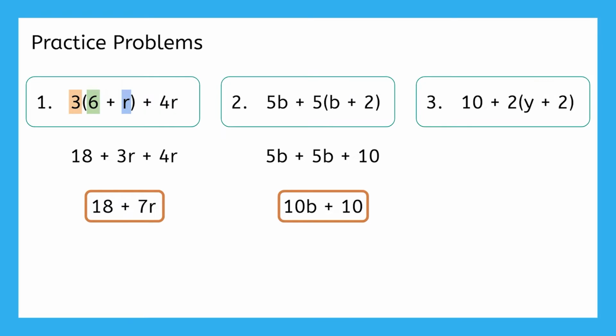Last but not least, the third expression, starting with distribution, gives us 2y plus 4. And then we bring down the 10 with the plus sign. This time, the like terms we have to combine are the numbers, not the variables. That gets us 14 plus 2y.